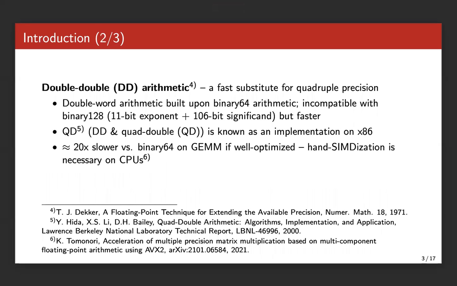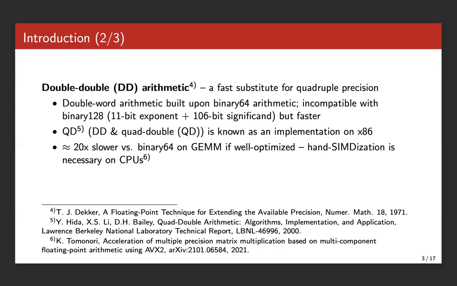The double-double arithmetic is a fast alternative for performing quadruple precision arithmetic. It is performed using binary64 arithmetic, and the format is incompatible with binary128. The QD library is a known implementation of the DD arithmetic. There are several other implementations and performance studies. According to these studies, the DD arithmetic can be performed with about 20 times the overhead of binary64, but only if it is sufficiently optimized.